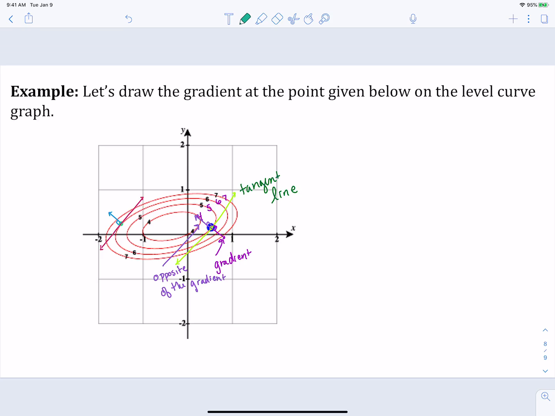So we'll definitely take a look at some more of these kinds of things in class, but this should give you a good head start on the gradient.